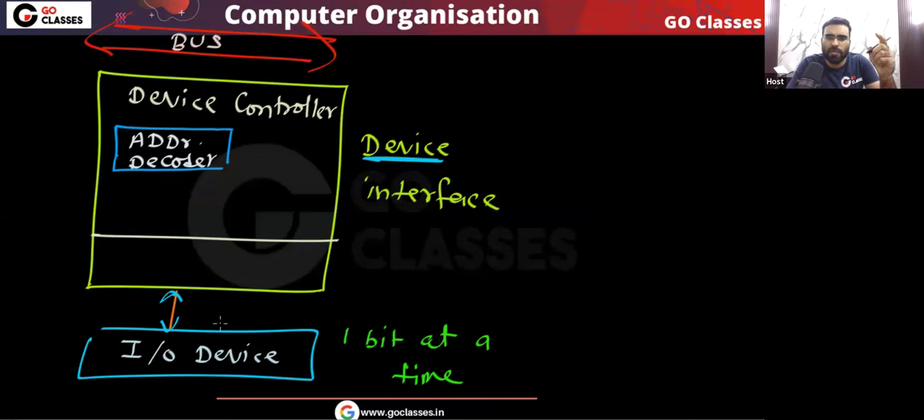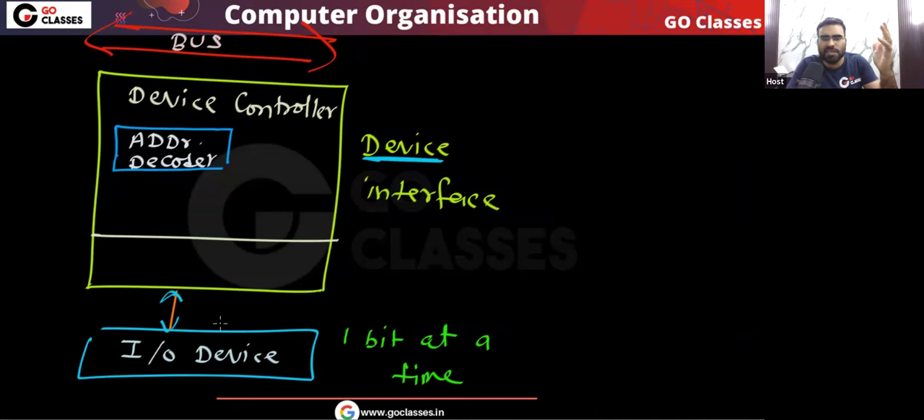If this device is generating one bit at a time, then tell me, will you send this one bit on the system bus? A very simple question. For example, using your keyboard, at a time, how many bits can you generate? You press a button, one button means one character, which means 8 bits, one byte. Agree? So using the keyboard, at a time you can generate 8 bits.